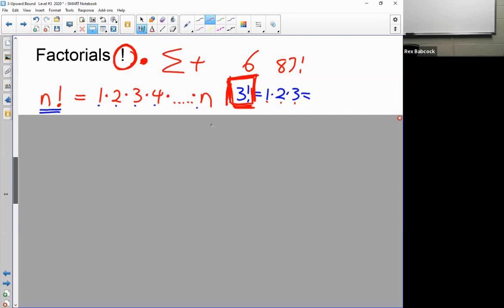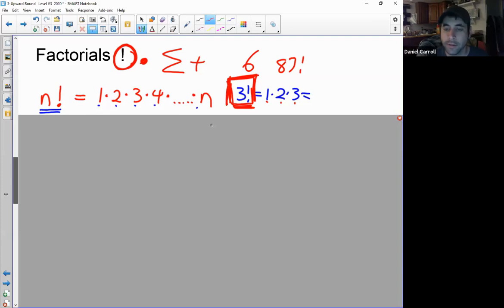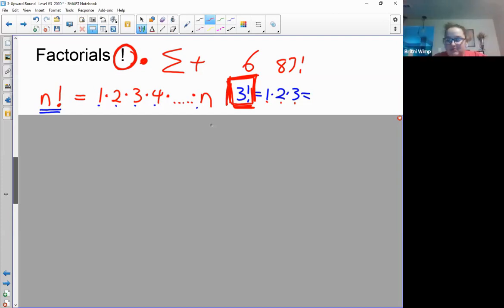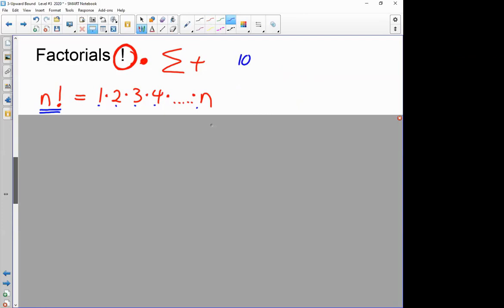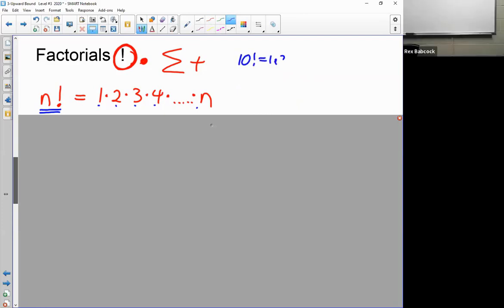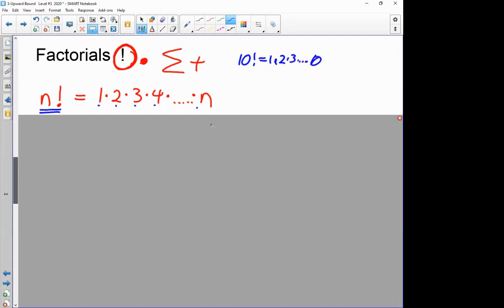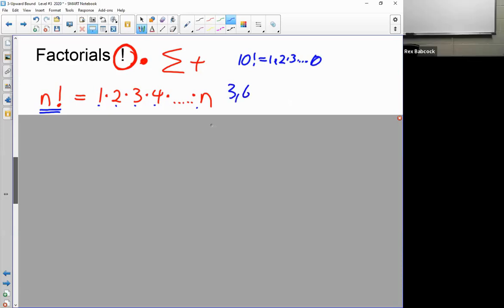Everybody do 10 factorial. You have your answer? Let's see if we agree. 10 factorial would be 1 times 2 times 3 and so on up to 10, and that is 3,628,800. Do we agree on that? Is there a question? The calculator did that pretty quick, didn't it? To multiply.